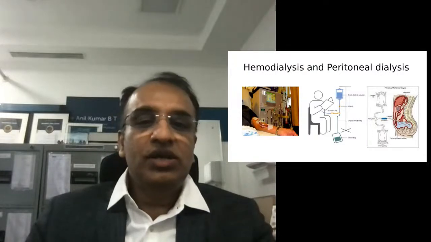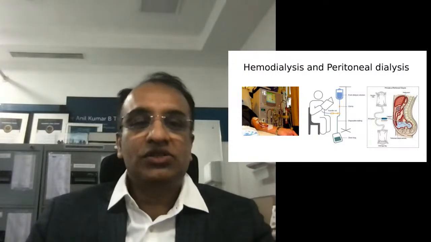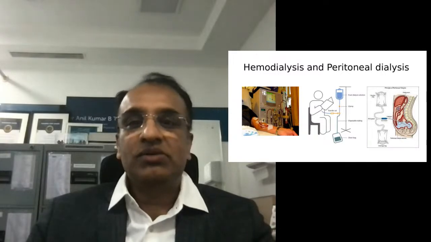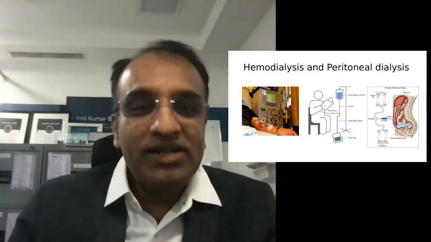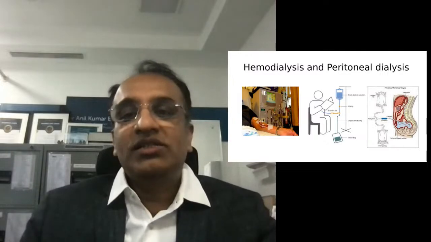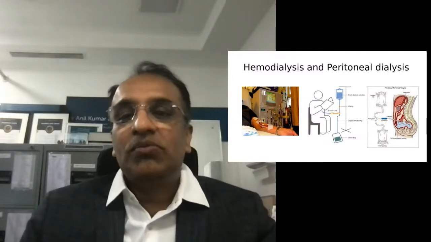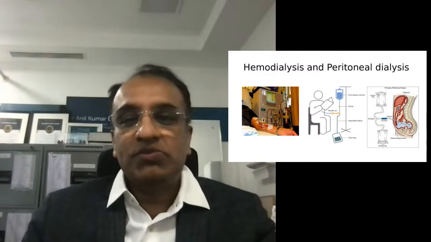Coming to dialysis, we have two types of dialysis. All of us know hemodialysis, which in layman's terms we sometimes call blood dialysis, or peritoneal dialysis, where a tube is put into the abdomen and the fluid exchange takes place.